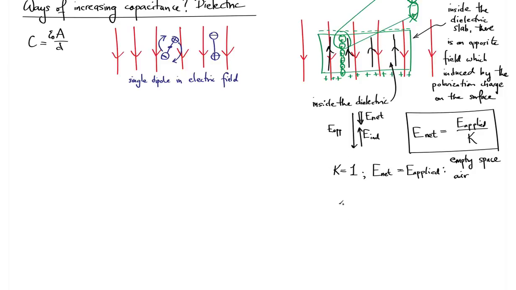For water, for instance, K is on the order of about 100. And so for many common dielectrics that we would actually stick in between our capacitor plates, I'll list a couple.